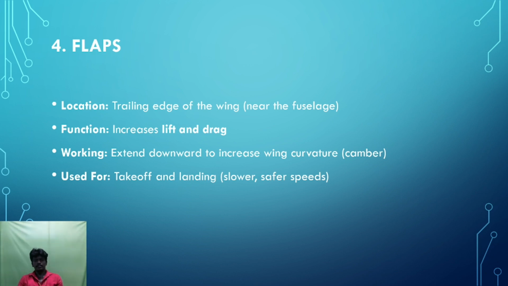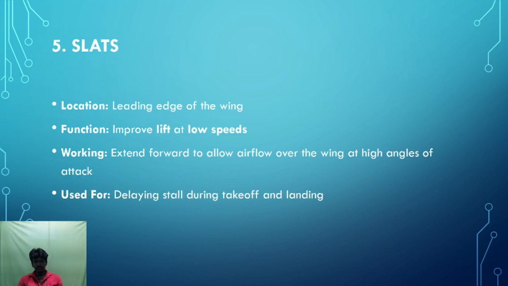Flaps are located at the trailing edge of the wing near the fuselage, that means the wing root. Function: it increases lift and drag. Working: extended downward to increase wing curvature, that means camber. Used for takeoff and landing, and to fly at slower, safer speeds.